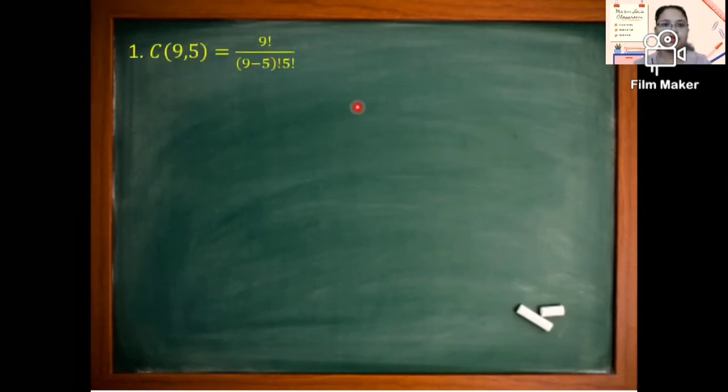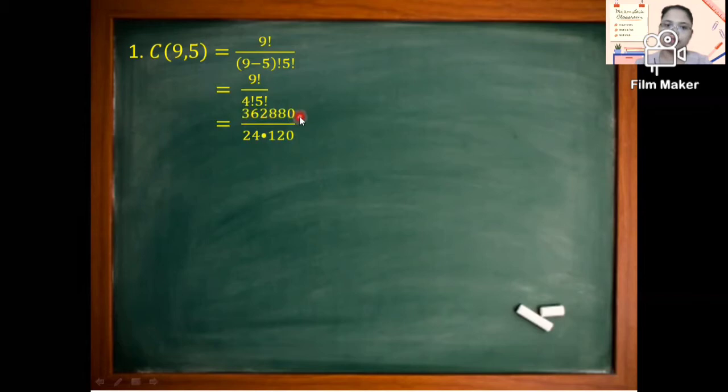Okay, given number 1, combination of 9 taken 5 at a time is equal to, remember that the formula that we have is n factorial over n minus r factorial, r factorial. Kung ang value ng ating n is 9 at ang value ng ating r ay 5, we will have now 9 factorial over 9 minus 5 factorial times 5 factorial. Then simplify. Bring down 9 factorial, 9 minus 5 is 4 factorial. Bring down 5 factorial.